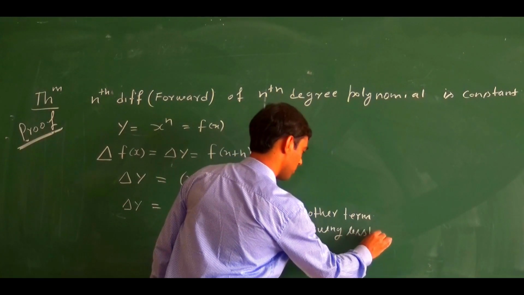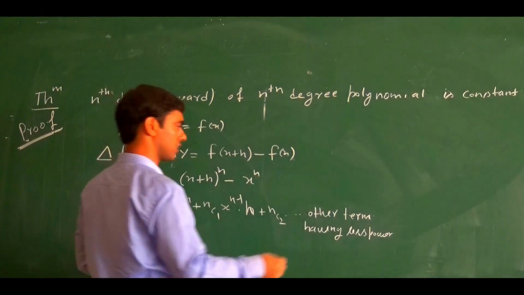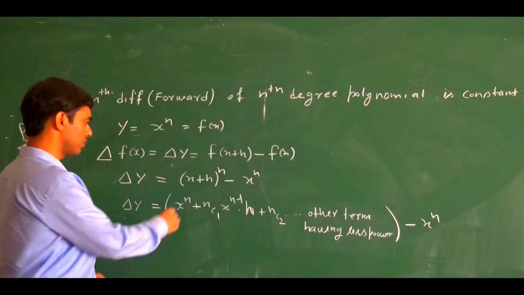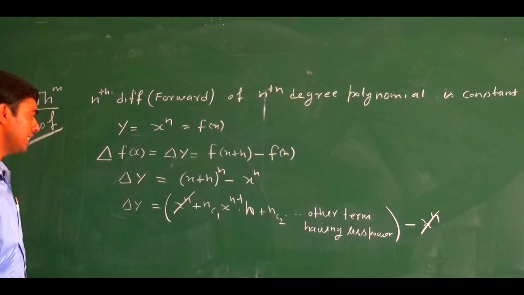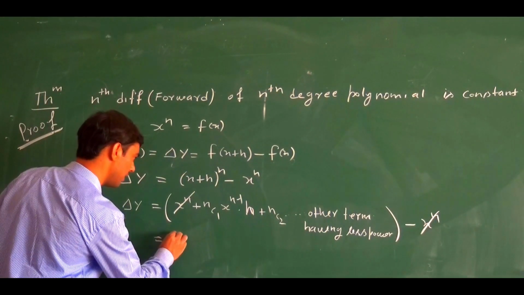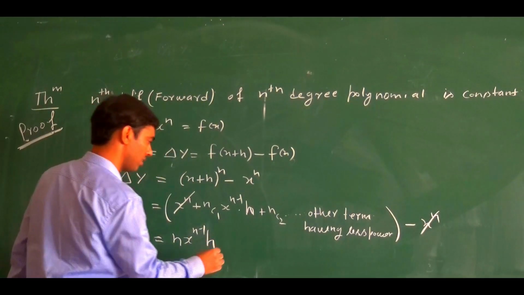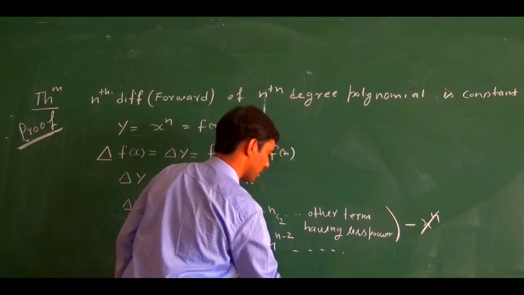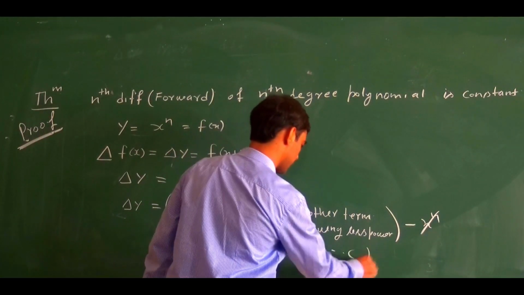So this one is the expansion of what? (x plus h)^n minus x^n. If we simplify, this cancels with this. So what is the remaining term? nC1 becomes n. So n x to the power n minus 1 h plus, there is a coefficient, x to the power n minus 2 and so on. And the last one is a constant.